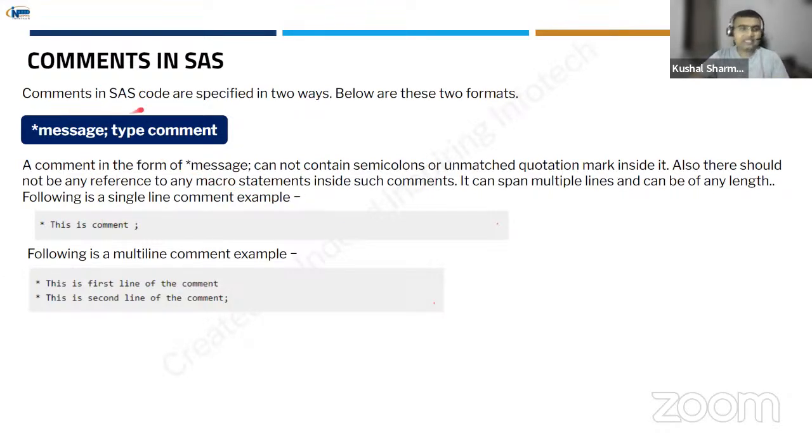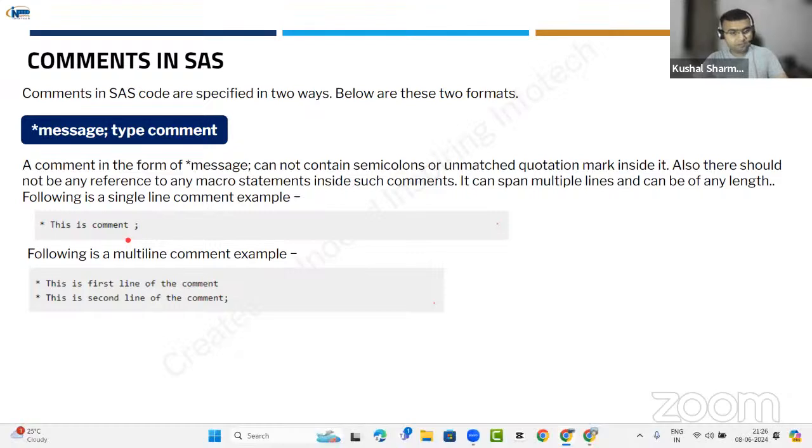So comments in SAS code are specified in two ways. Below are the two formats. So star message semicolon type comment. A comment in the form of a message cannot contain a semicolon or unmasked quotation mark inside it. Also, there should not be any references to any macro statements inside such comments. It can span multiple lines and can be of any length. So here you can see this is a comment.